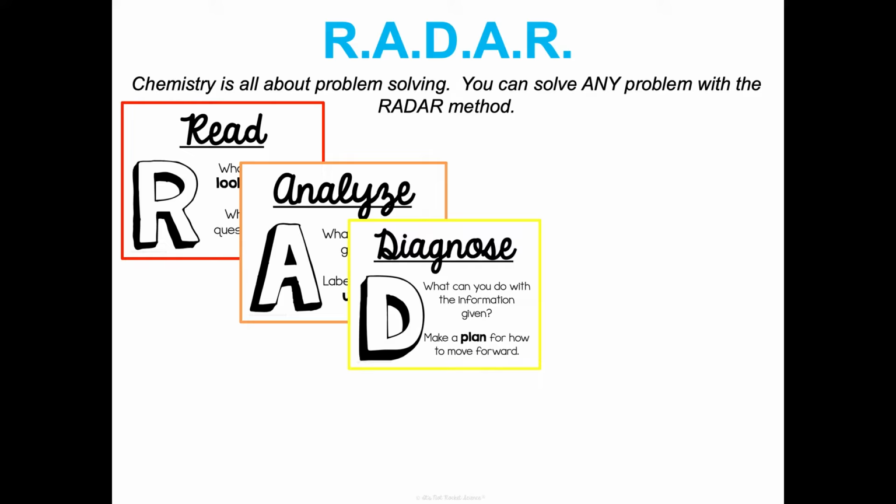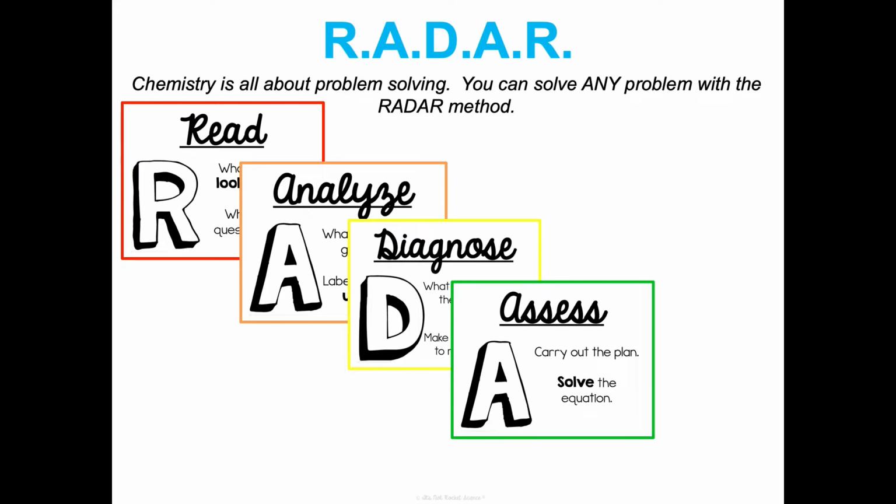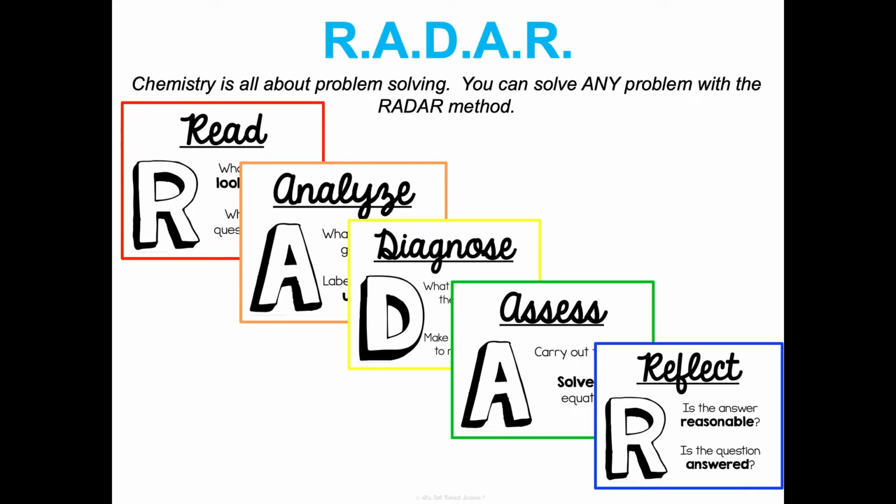And then we'll diagnose. You're going to have a reference sheet in my class with equations for each unit that you can reference. So use that reference sheet, use the information provided to you, and diagnose, like, what's the plan? What can we do with this information to move forward? Then you're actually going to assess and you're going to carry out that plan and solve the equation. And then we're going to reflect, and this is so important. We're going to look back and say, does the number make sense? Like I said, measurements need to be accurate, they need to be precise, and they need to make sense.